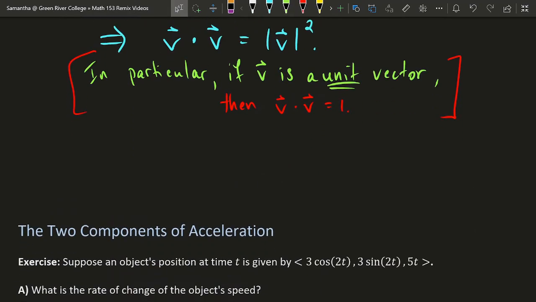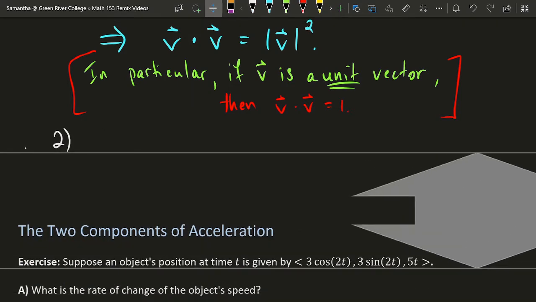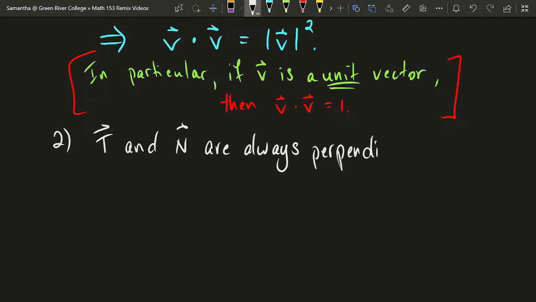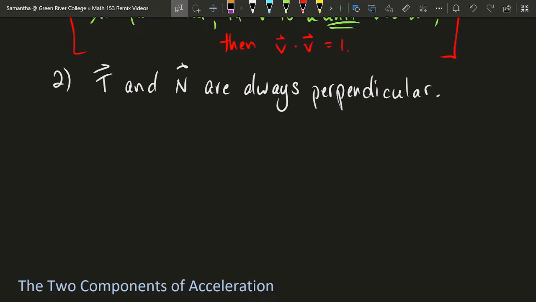The second observation that I would like to make is the following. I would like to highlight the fact that the unit tangent and the unit normal vectors are perpendicular to each other. Go back into the previous video, go back into the previous problem set, go back into your previous exercises, and you can confirm that in every single situation, the tangent vector and the normal vector form a right angle with one another.